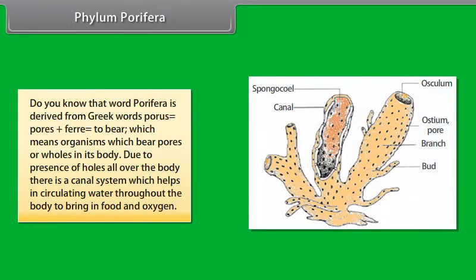Phylum Porifera. Do you know that the word Porifera is derived from the Greek words porous, which is pores, plus fere, to bear, which means organisms which bear pores or holes in their body. Due to the presence of holes all over the body, there is a canal system which helps in circulating water throughout the body to bring in food and oxygen.